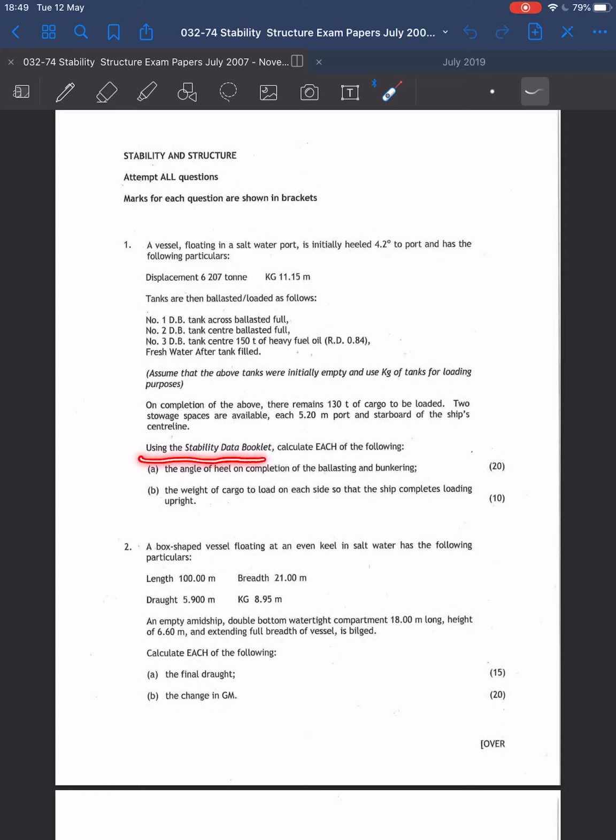Using the stability data booklet, calculate each of the following: A. The angle of heel on completion of ballasting and bunkering. B. The weight of cargo to load on each side so that the ship completes loading upright.